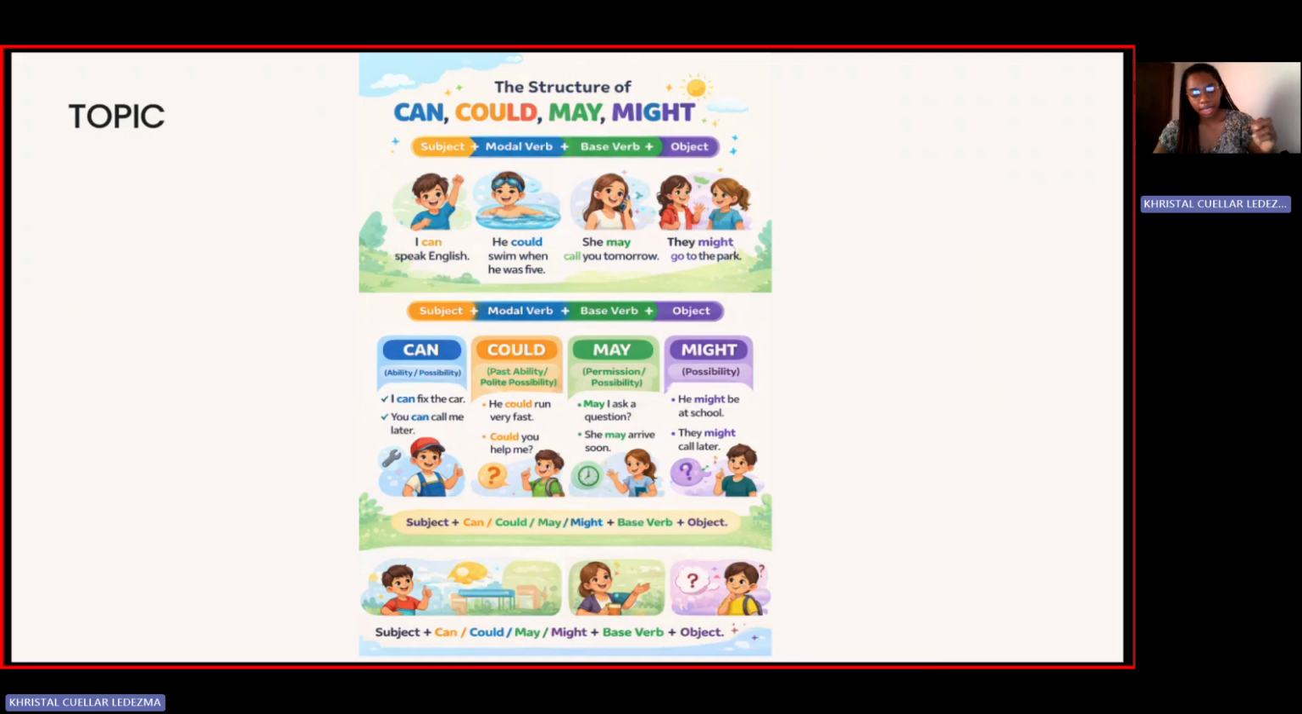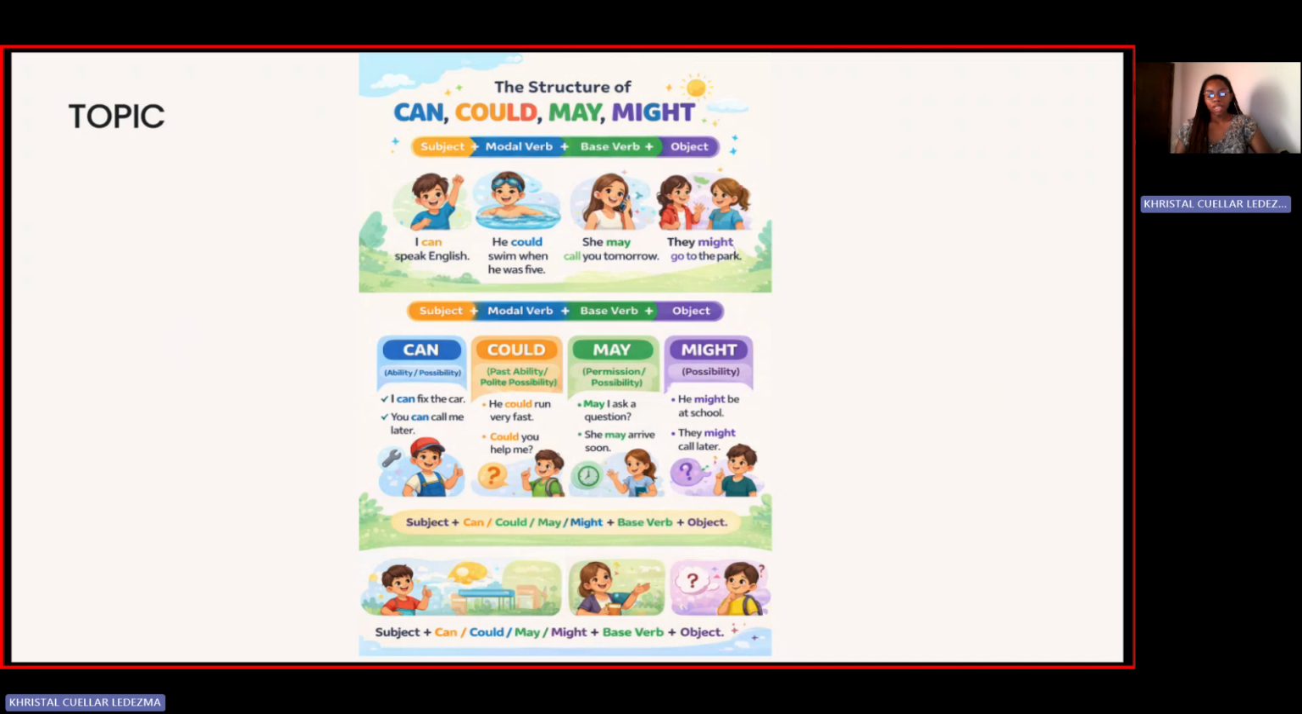And the next thing that they have to put is the object or the rest of the sentence. I mean the completeness of the sentence. Here we have this example. In the first sentence, you have the subject, can, the modal verb, speak, the base verb, and the object, English. You can see all these examples with that first sentence.